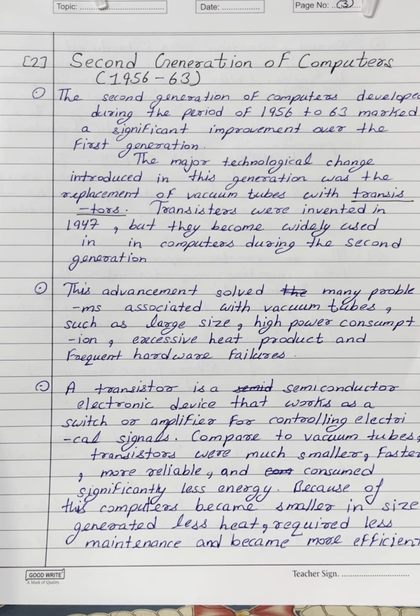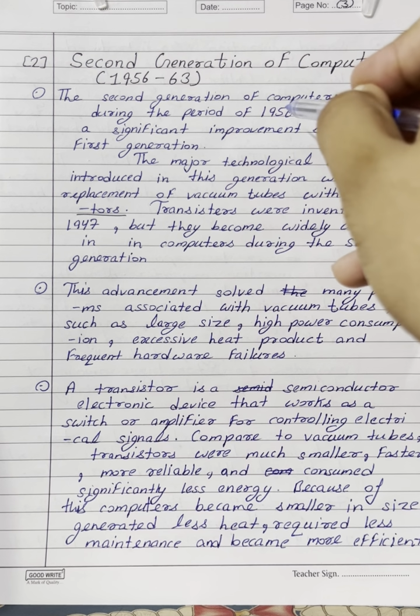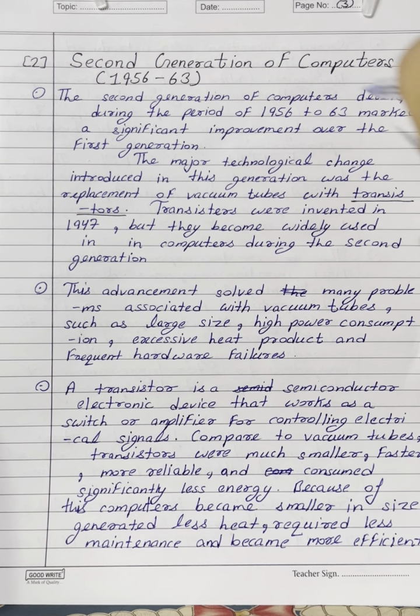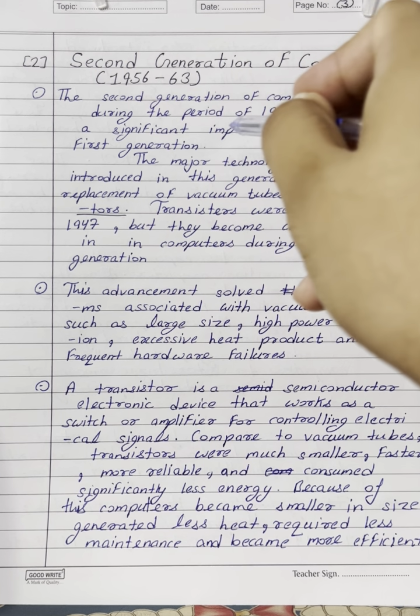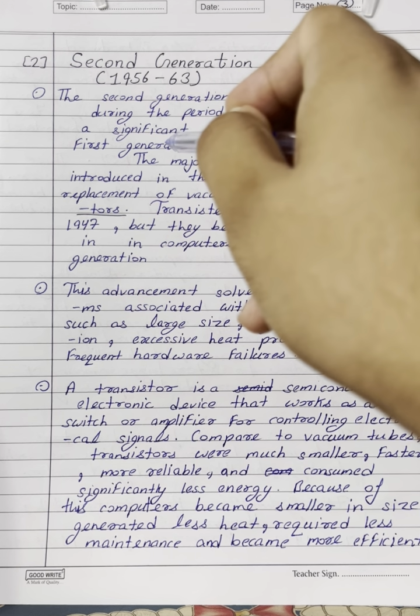These second generation computers were developed during the period of 1956 to 63, which marked a significant improvement over the first generation.